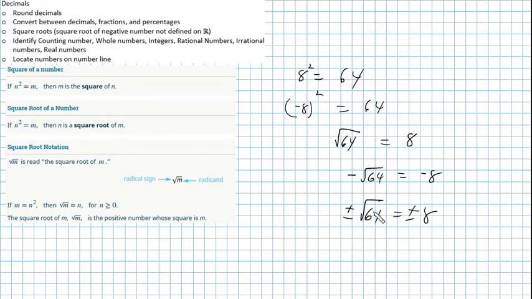So we'll see more of this later on, especially when we get into quadratic equations and stuff like that. So be aware that whenever you see the square root sign like this of, let's say, 25, we're referring to the positive square root. So that's what we're saying here.